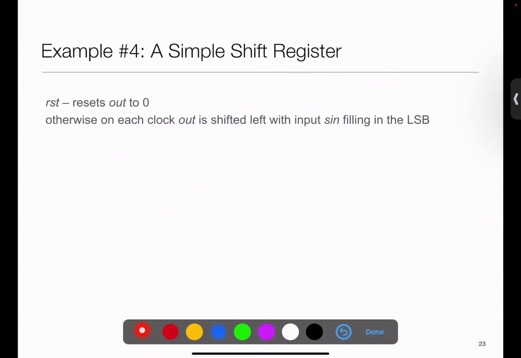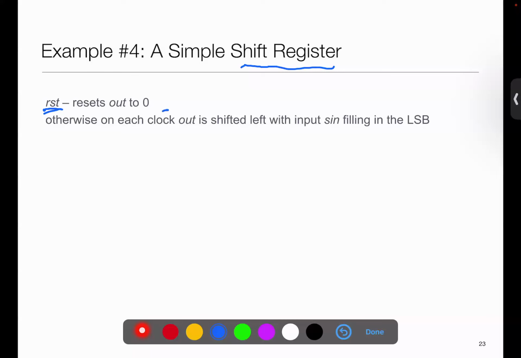Let's look at another example. It's a shift register. This is something we have never seen before. So what is a shift register? The idea is that it's a sequential block. If reset, output is set to 0.